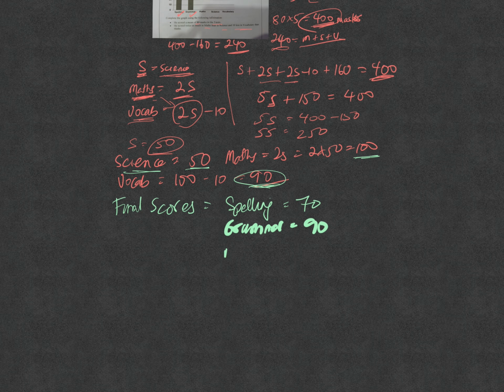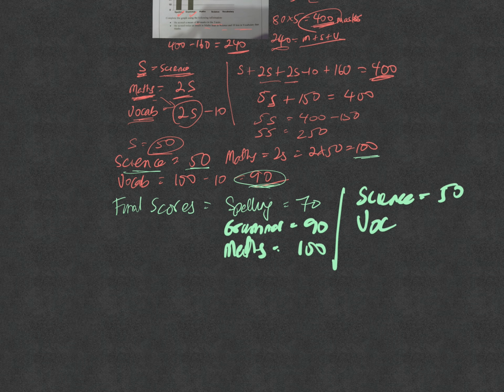All right, maths equals 100. Science equals 50. And vocab equals 90.